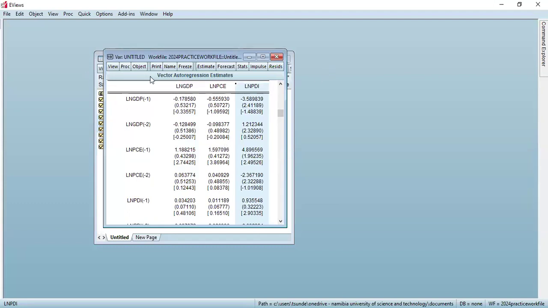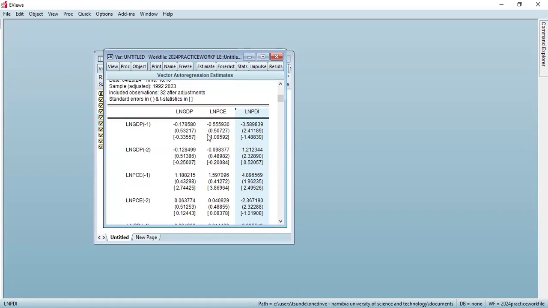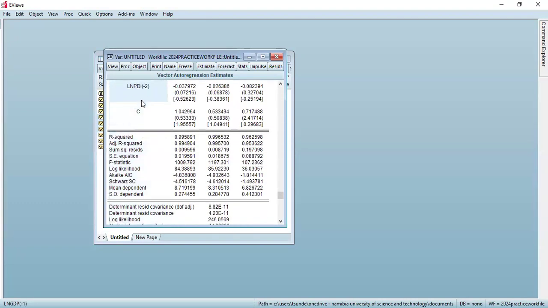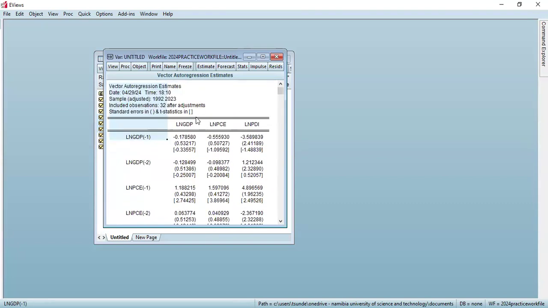I'm sure you still remember, I said that in this model here, GDP is being explained by PCE and PDI. Then PCE is being explained by GDP and PDI. And PDI is being explained by GDP and PCE. So that is what explains what we have here. This first row is representing the equations, right? The GDP equation, PCE equation, and PDI equation. And these variables here are the independent variables, which explain these dependent variables.